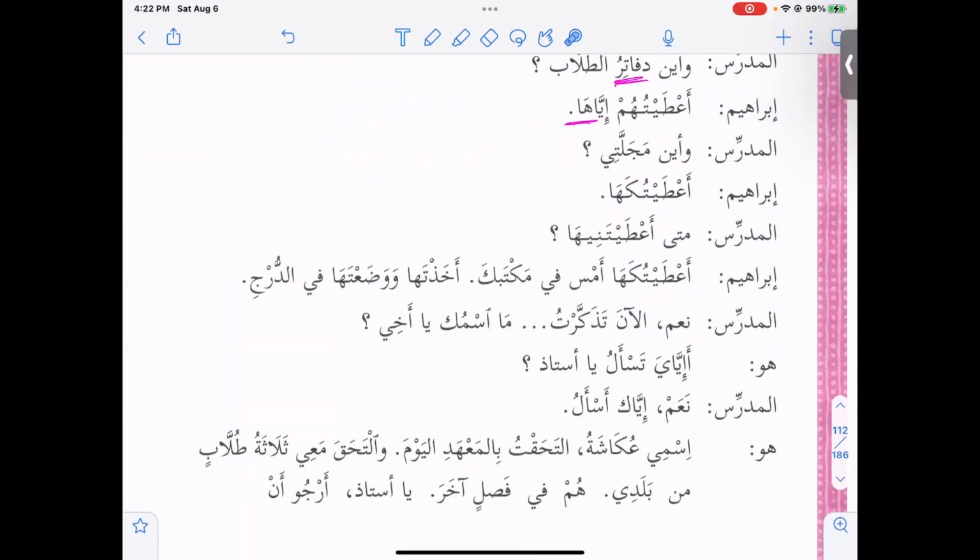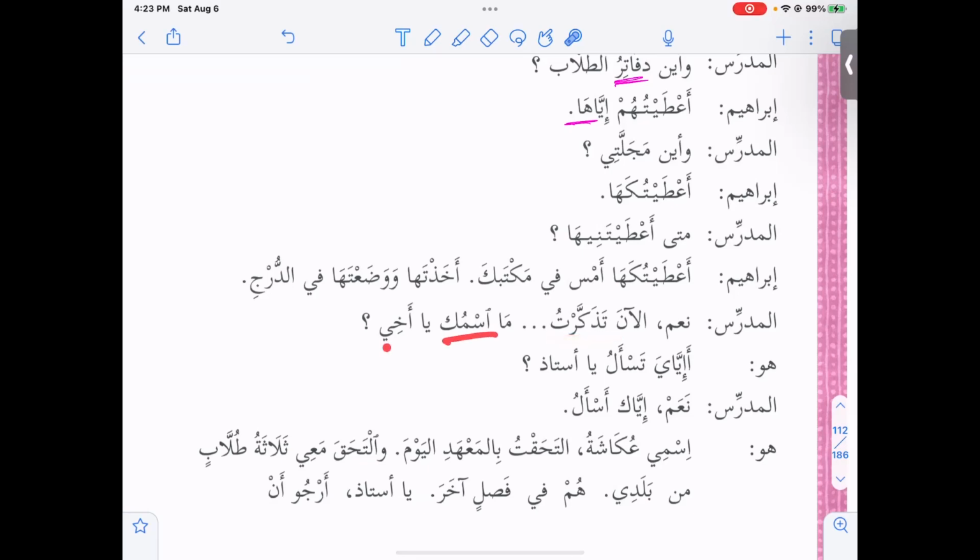And see, you took it, wadataha, and you put it fi durji, in your drawer. Durji is drawer. Naam, naam, naam. Alana tazakkartu. I remember now.